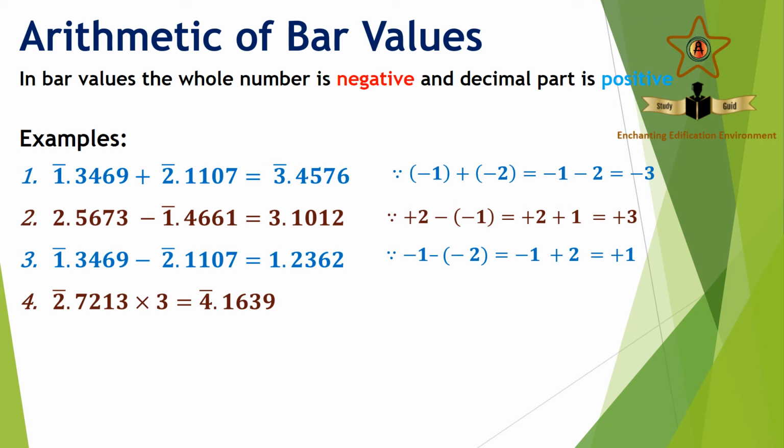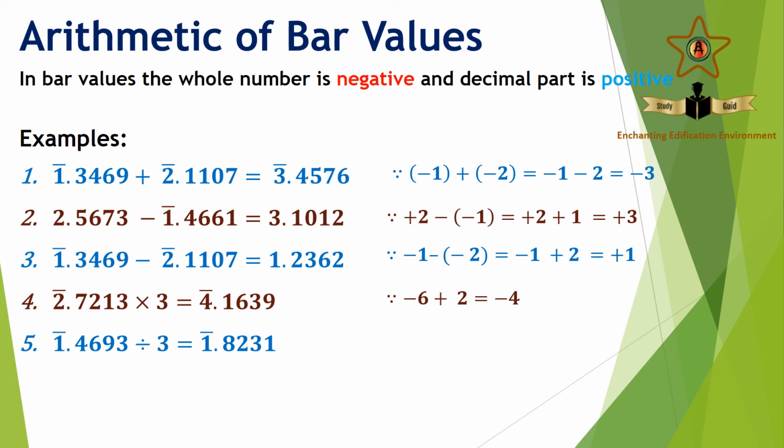The next one. Bar 2.7213 multiplied by 3. 3 times 3 is 9. 3 times 1 is 3. 3 times 2 is 6. 3 times 7 is 21. We write 1 and there's a 2 carried forward. Bar 2 multiplied by 3 is bar 6. Bar 6 plus 2. That is minus 6 plus 2, which is minus 4. We write it as bar 4.